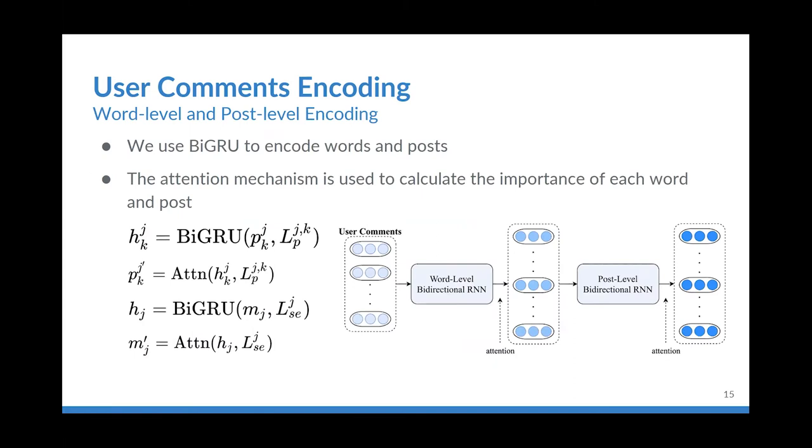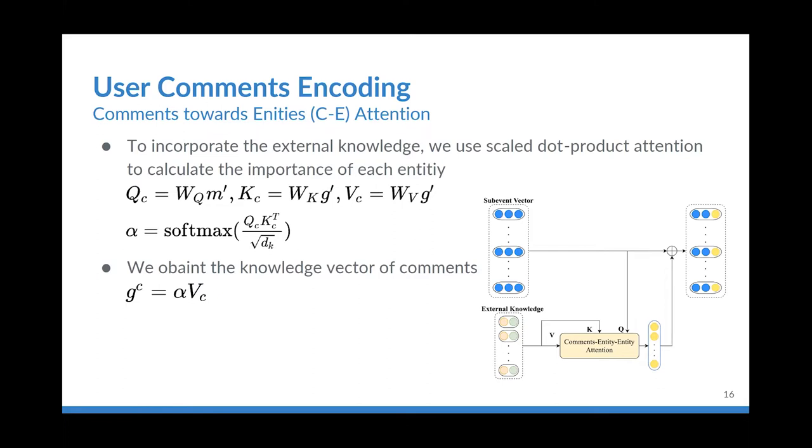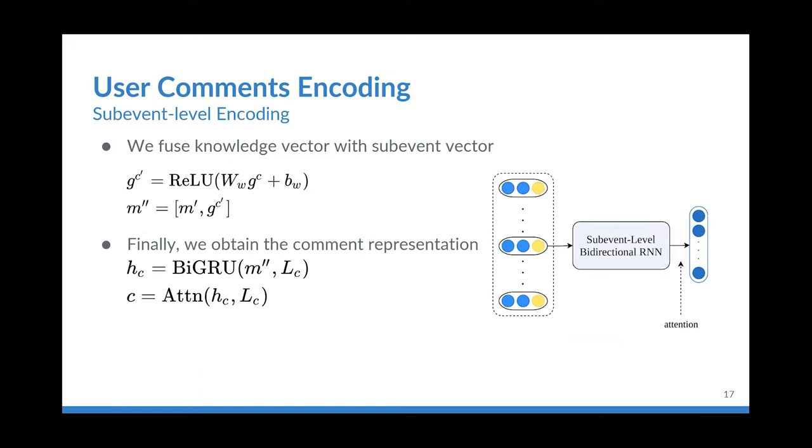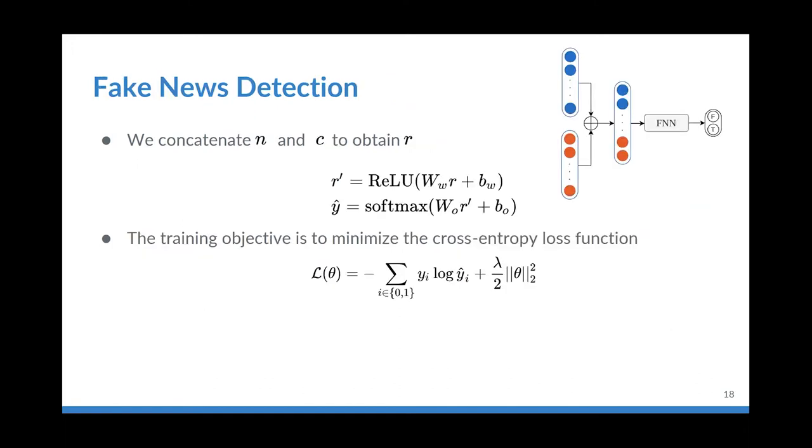We use another bidirectional GRU to encode words and posts, with an attention mechanism. Like news content, we also design the comments-towards-entity attention. We then combine the knowledge vector and sub-event vector and get the common representation. In the end, we combine the news representation and the common representation to get an overall representation R and train a binary classifier. The training objective is the cross entropy loss function with L2 regularization.